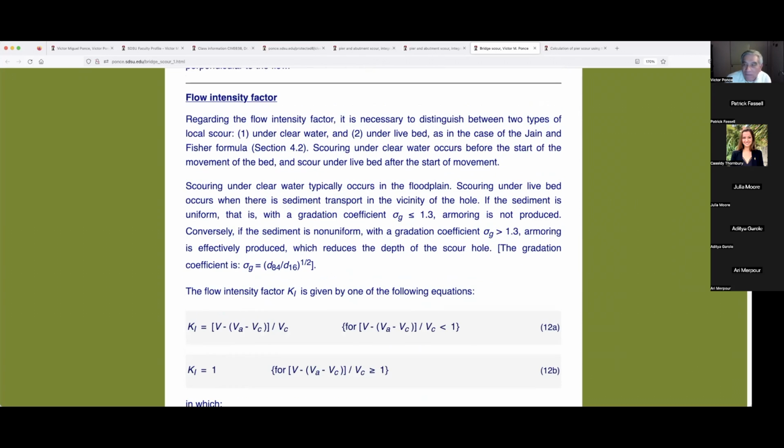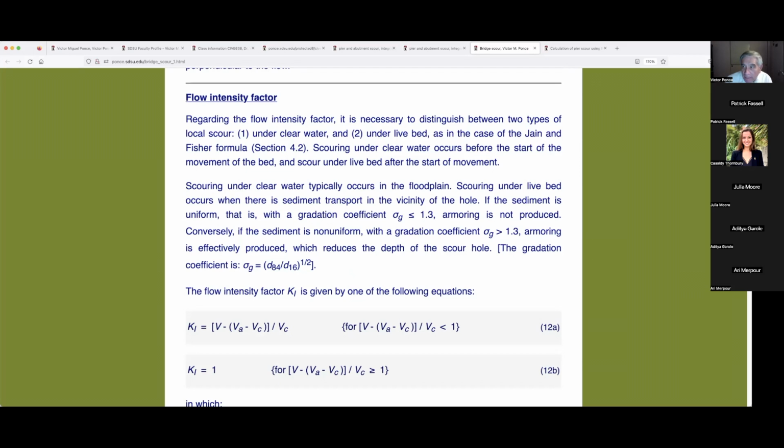Flow intensity. All the other factors are dimensionless. The flow intensity factor is necessary to distinguish between 2 types of local scour, under clear water and under live bed. Scouring under clear water typically occurs in the floodplain. Scouring under live bed occurs when there is sediment transport in the vicinity of the hull. If the sediment is uniform, that is with a gradation coefficient sigma sub g less than or equal to 1.3, armoring is not produced.